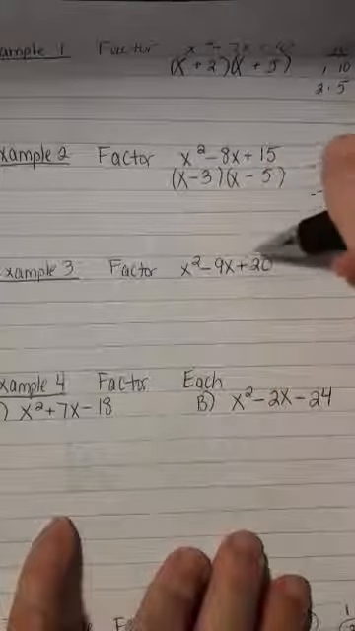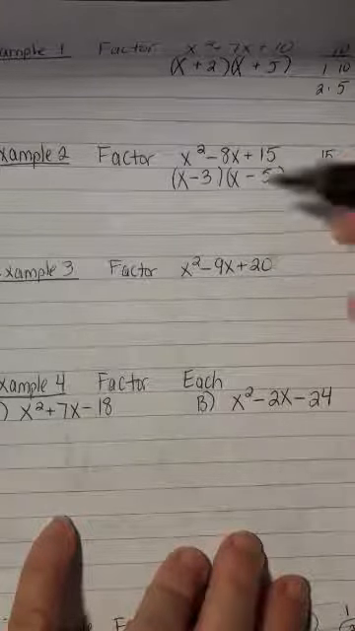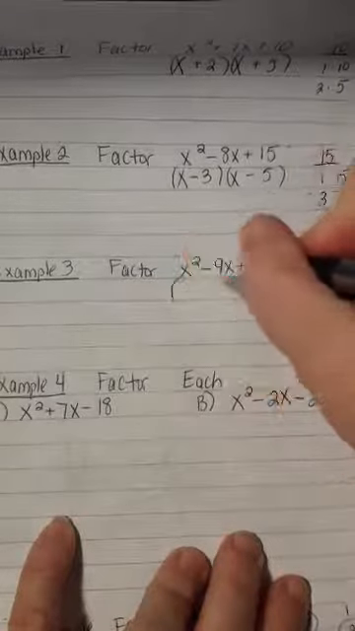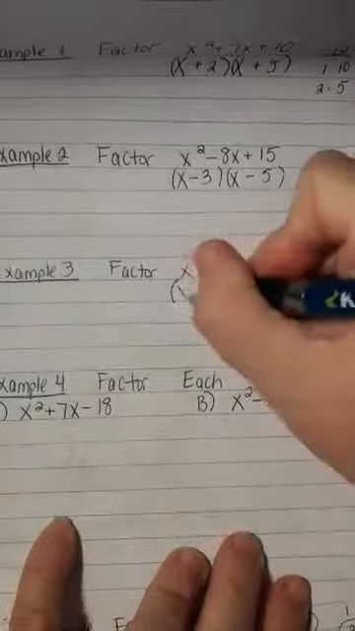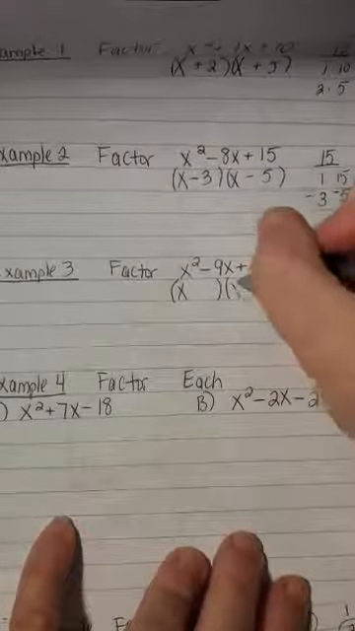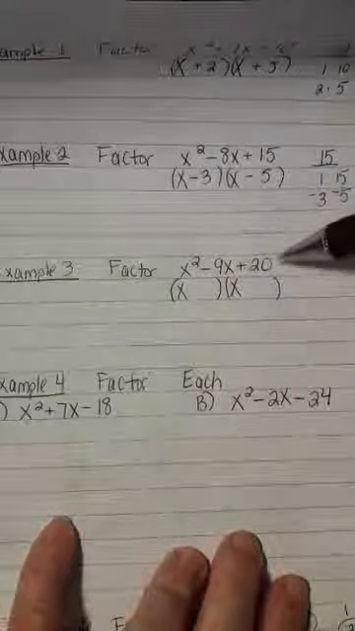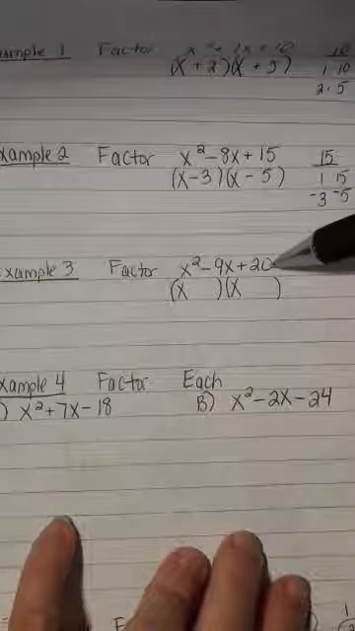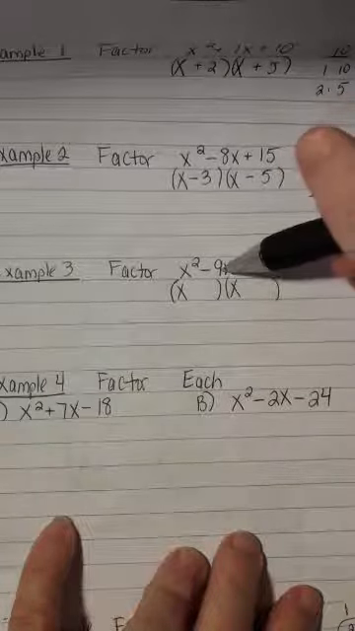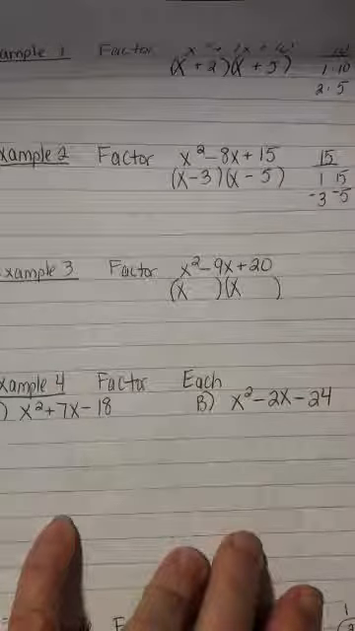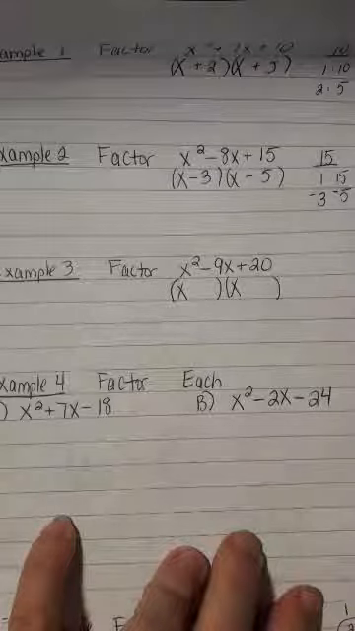Okay, we have x squared minus 9x plus 20. We're going to factor that, so I'm going to go ahead and put my two parentheses down. I know in the front, I'm going to use x and x. I know I'm trying to get a positive 20 when I multiply these two numbers, and I'm trying to get a negative 9 when I add them. So hopefully you already know what those two factors are.